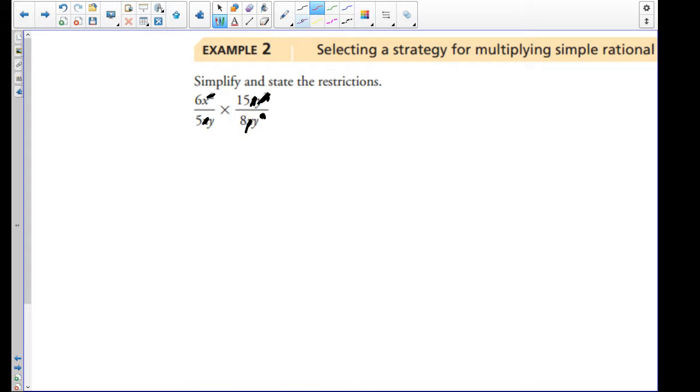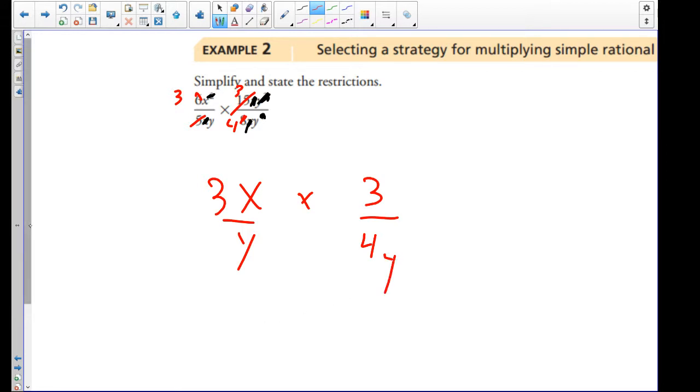Now let's look at the numbers. The numbers happen to be more on a diagonal. 15 and 5, how are they related? Well, 15 is just 3 times 5, so I can take out a 15 and the 5 and leave a 3 up on top. With the 6 and the 8, there's 2 in common. So I can cross off the 6, leave a 3, and cross off the 8 and put a 4. So I'm left with 3x over y multiplied by 3 over 4y. Putting this all together will give me 9x over 4y squared.